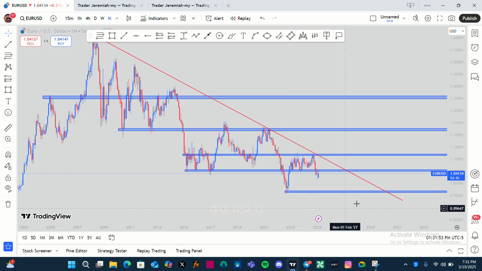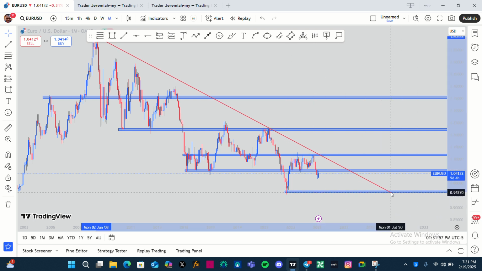The third touch is going to be for the entry. So the third touch of the trend line is what we are going to be using for a trade entry, with maybe support and resistance.